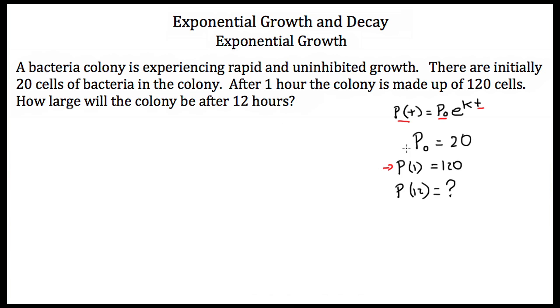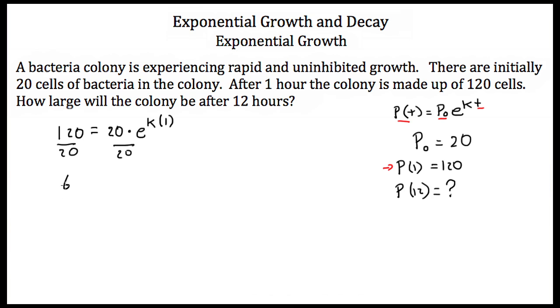Because the population at time 1, that's 120. And this should be equal to our initial population, 20, times e to the kt, but in this case this is at time 1, so plug in 1 for t. So I have 120 is equal to 20 times e to the k. Now this is an exponential equation with my variable in the exponent, so if I want to solve this, I have to get this exponential term, or this e to the k term, alone. So I'm going to divide both sides by 20.